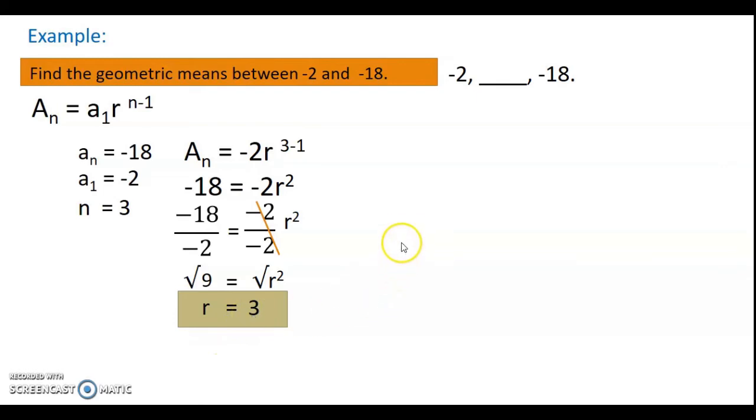So let's multiply the first term by our common ratio. -2 times 3 is equal to -6. So the number between -2 and -18 is -6.